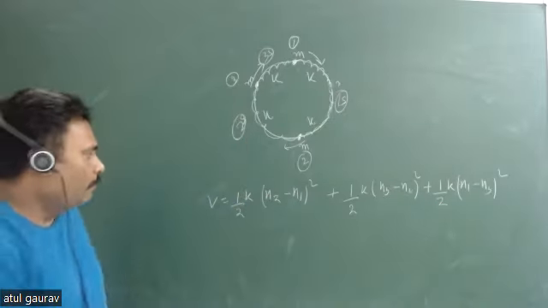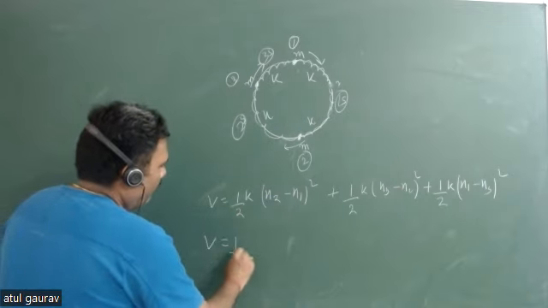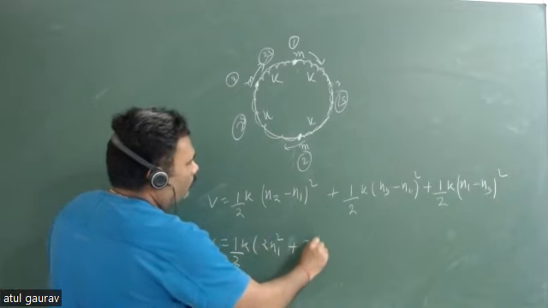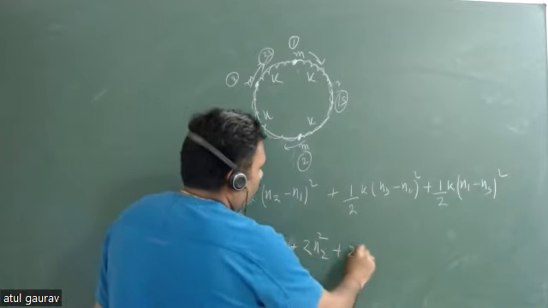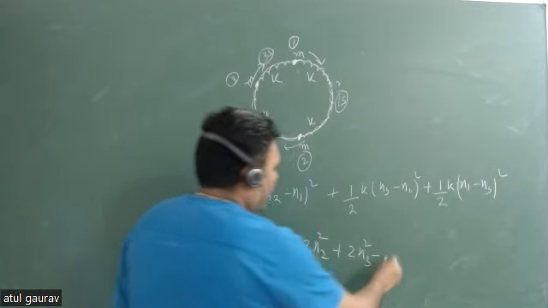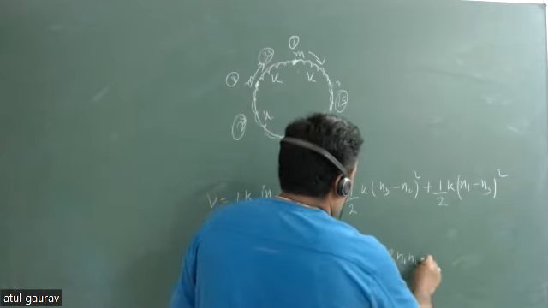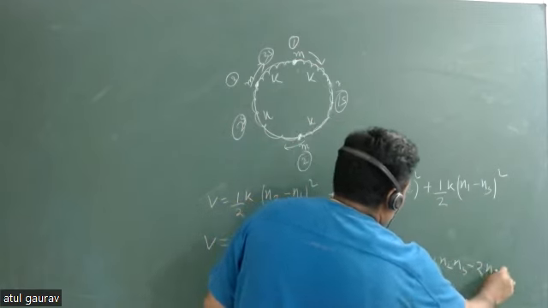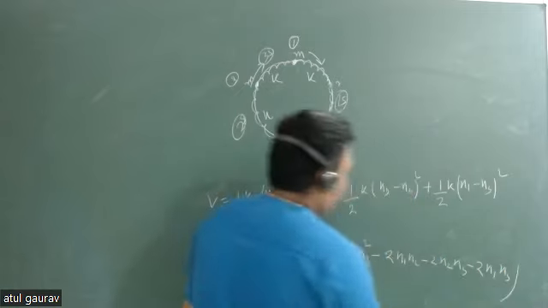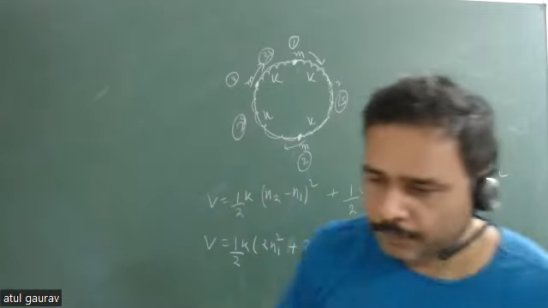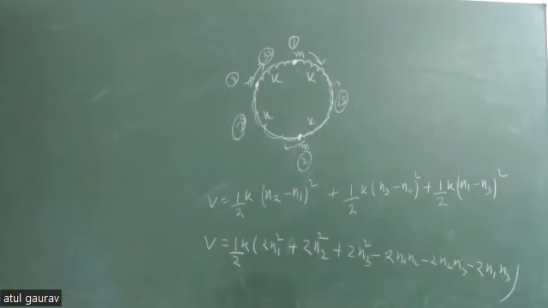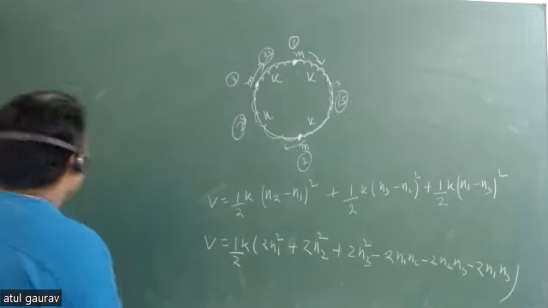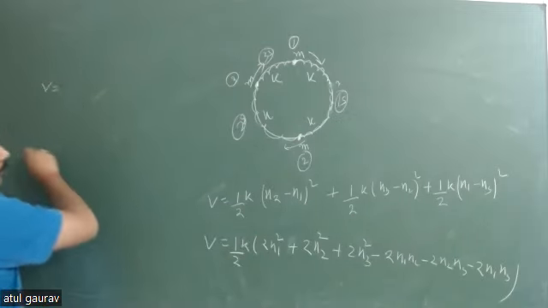When you open it, what will you write? You will write half k [2 times eta 1 square, 2 times eta 2 square, plus 2 times eta 3 square, minus 2 times eta 1 eta 2, minus 2 times eta 2 eta 3, minus 2 times eta 1 eta 3]. So what is your next step? Make it symmetric. How will you make it symmetric? What do you need to look at for symmetry? I am writing it here.